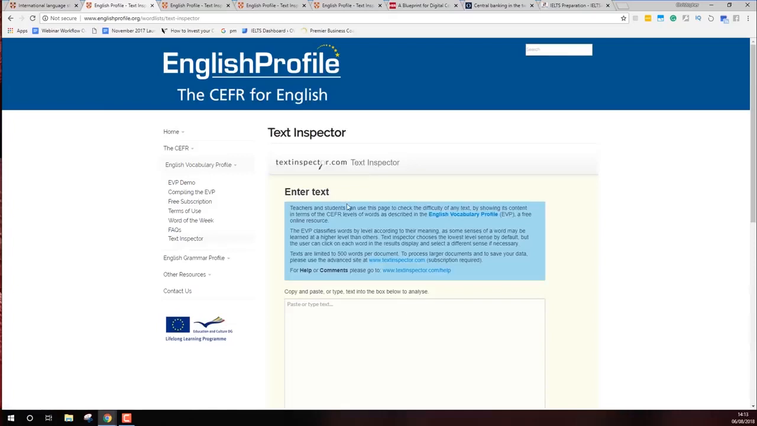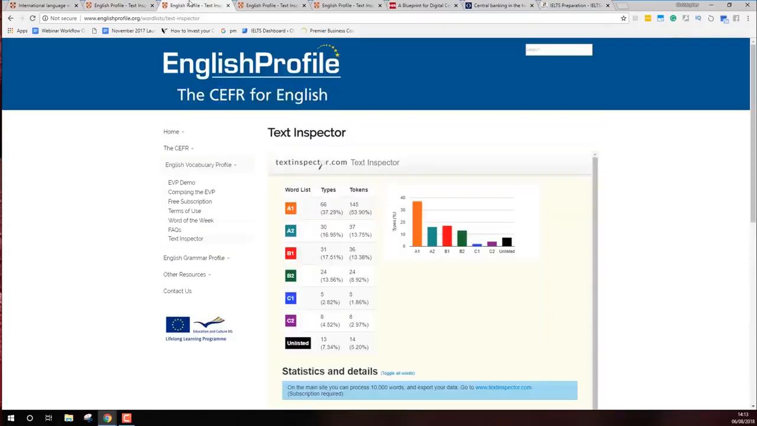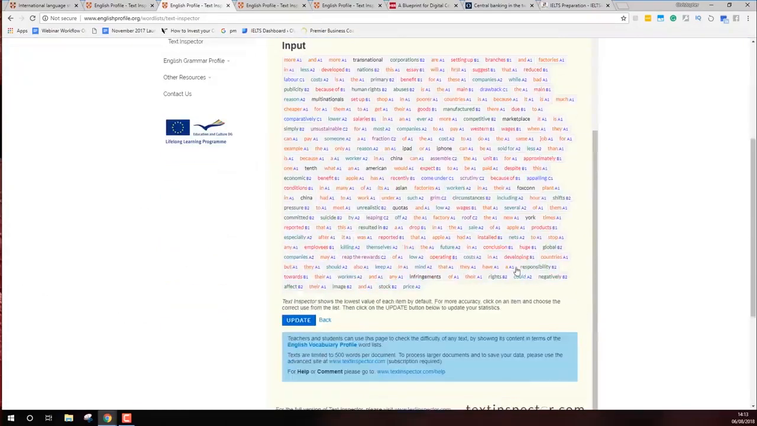So what is Text Inspector? Very simply, you can copy and paste any text. That could be your essay, someone else's essay, a journal, a magazine article, whatever. Just paste it in here, click start workflow, and it will analyze the vocabulary and break it down. So this is what it looks like.